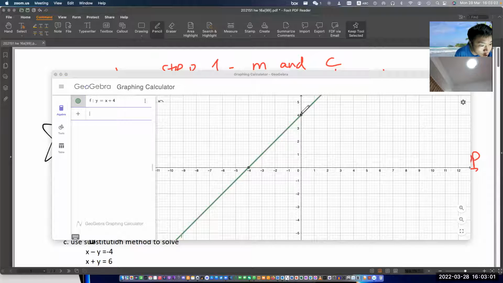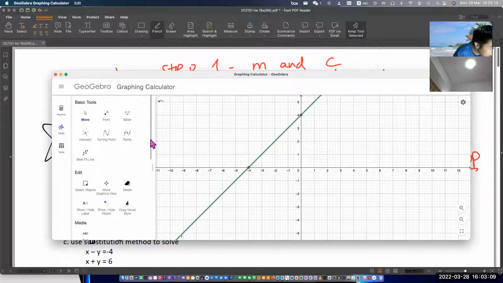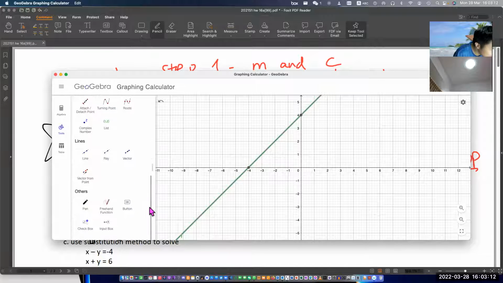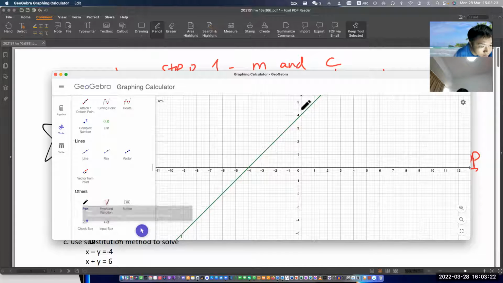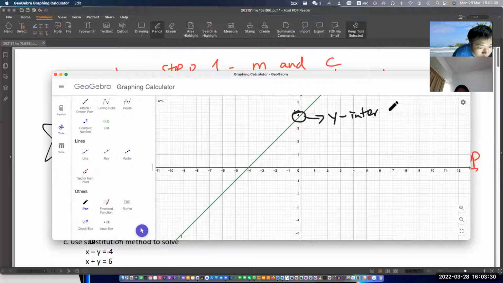You just focus on the y-intercept. So let me go to the toolbar and choose the pen. Next time when you graph any equation using the GeoGebra app, you go to the tool here and choose the pen tool, so that you can write on this. Basically what you need to focus on is this is the y-intercept. Can you see the y-intercept is 4, which is here, this point? So c is equal to 4.